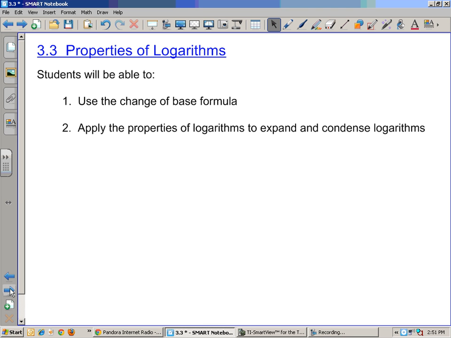All right, so your goals for today or tonight while you're watching this is to be able to use the change of base formula, which is just that, it's a formula. And then the second thing you need to do is apply log properties to either expand or condense logs. Now, one of the benefits to expanding or condensing logs is that we can use our log properties. And so that becomes super important when we're doing this, okay?